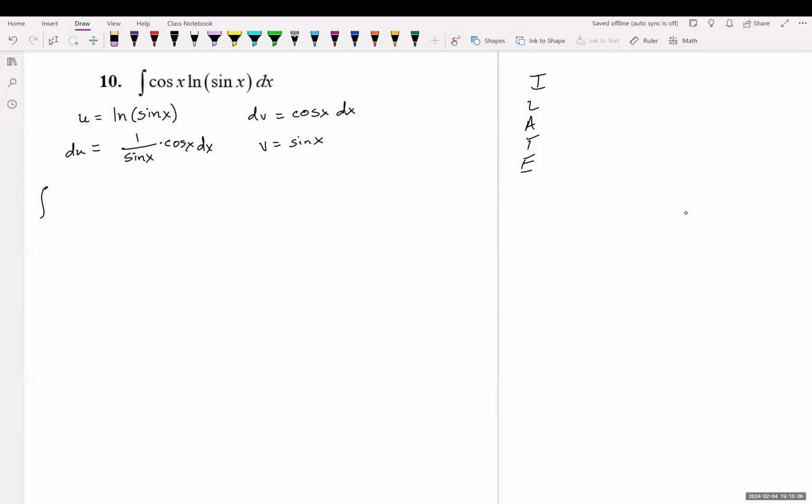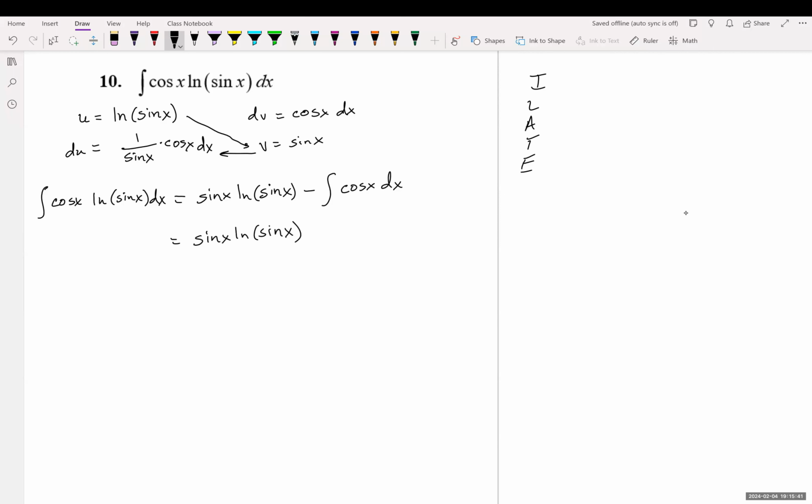So our integral of cosine x ln sine x dx is equal to, we're going to multiply u times v. That gives us sine x ln of sine x minus the integral. Now we multiply across here, and you'll notice that the sine x's cancel. And so we just get cosine x dx. And we love that because we know that we can take that antiderivative quite easily. The antiderivative of cosine is sine, so we have minus sine x plus c.